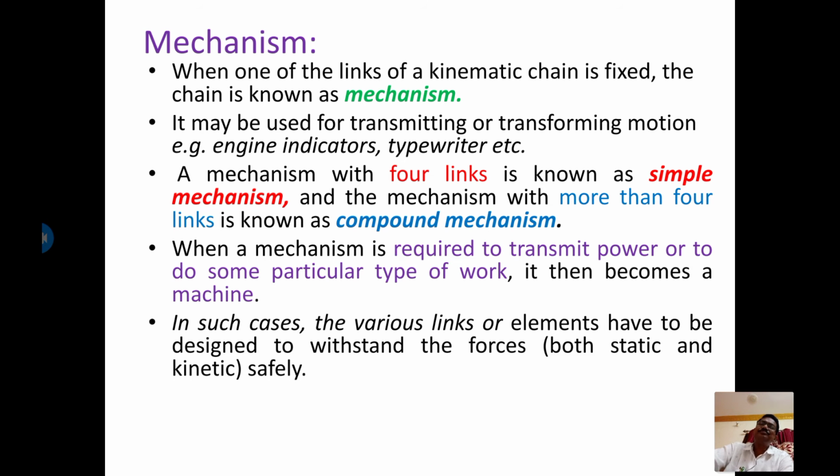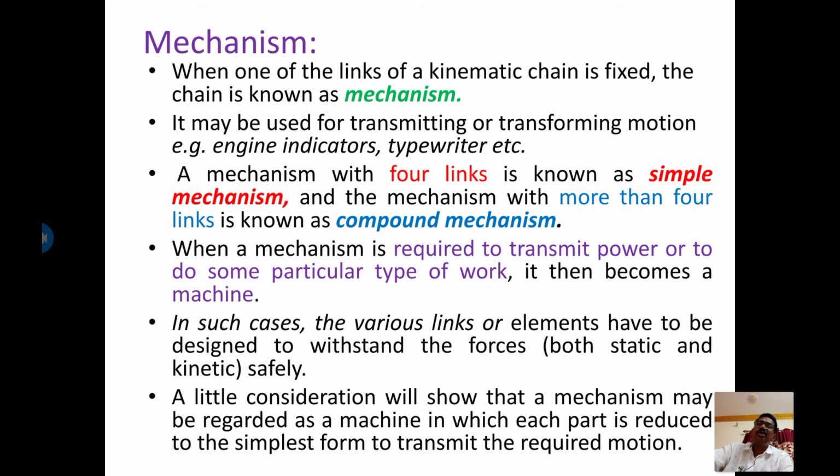In such cases, the various links or elements have to be designed to withstand the forces, both static and kinetic, safely. Therefore for any machine or mechanism, forces will be transmitted, so you have to design to withstand these forces. A mechanism may be regarded as a machine in which each part is reduced to the simplest form to transmit the required motion.